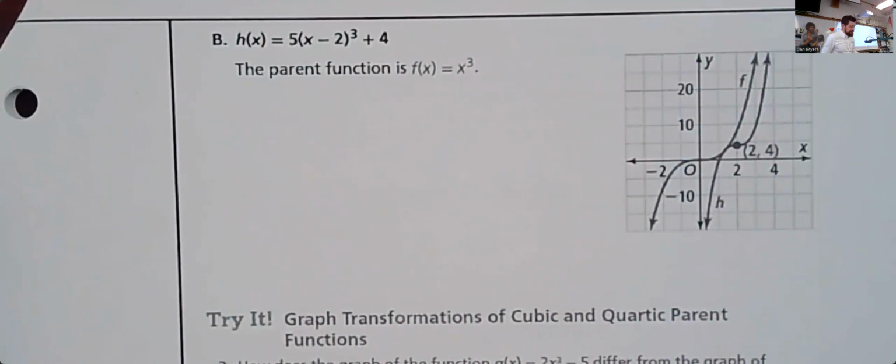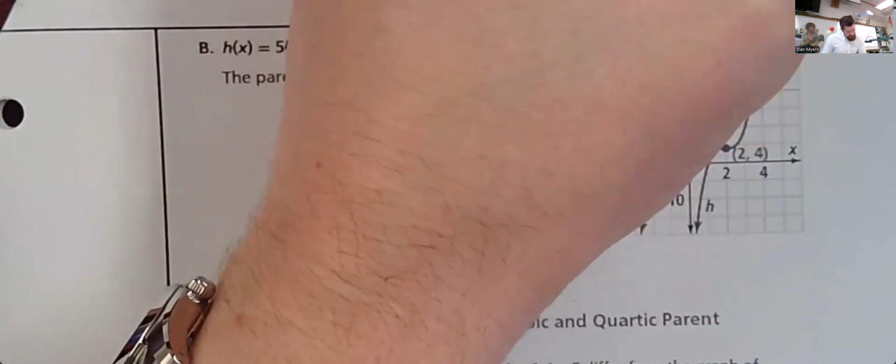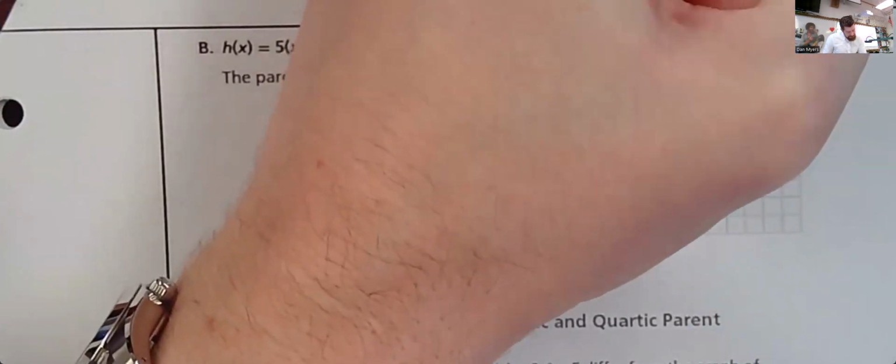All right, parent function, x cubed. I'll highlight that one in blue over here. Here's f, this is our parent function in blue.